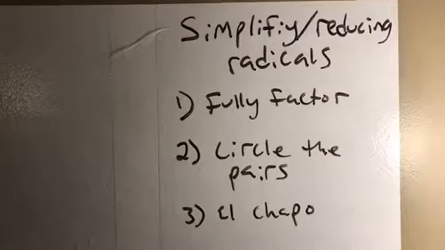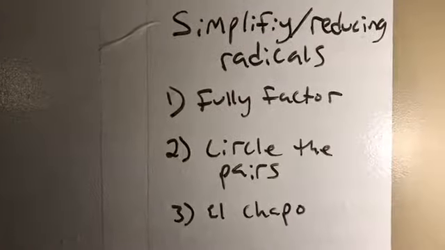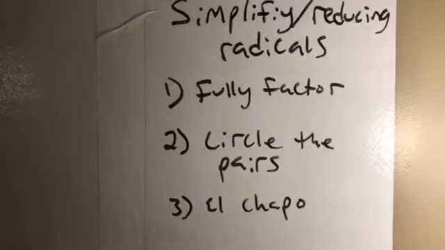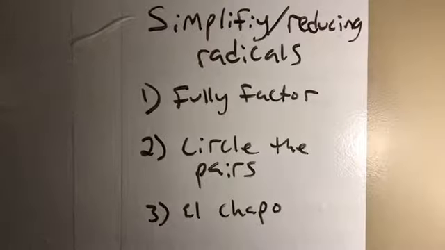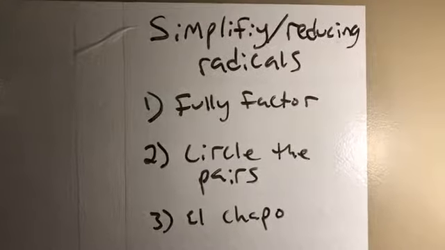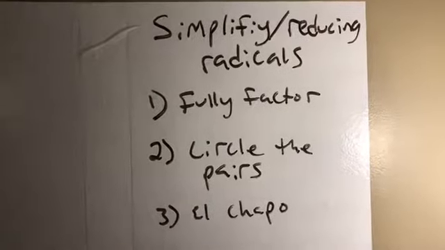Simplifying and reducing radicals. This is one of those high school advanced skills that you really need as you go forward with the Pythagorean theorem, with quadratics. There's a lot of spots in advanced math where you're going to have to do something called simplifying and reducing a radical. And these are going to be the three steps we're going to follow.